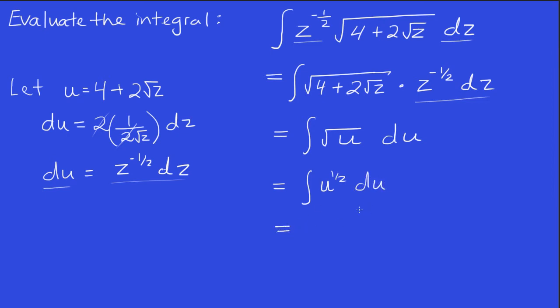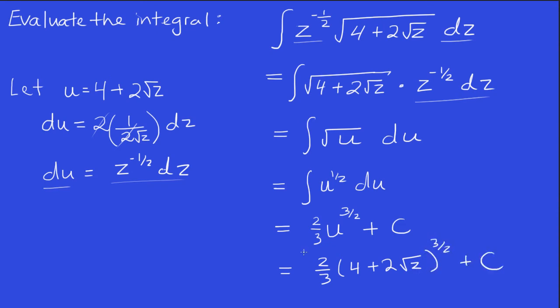The integral of that, well, we know the power of u is going to have to be 1 larger than what it was. 1/2 plus 1 is 3/2. And then out front, we take the reciprocal of 3/2, which is 2/3, plus c. And then we just go back to the original variable. u is 4 plus 2 root z, all to the power of 3/2, plus c. And there's our final answer.